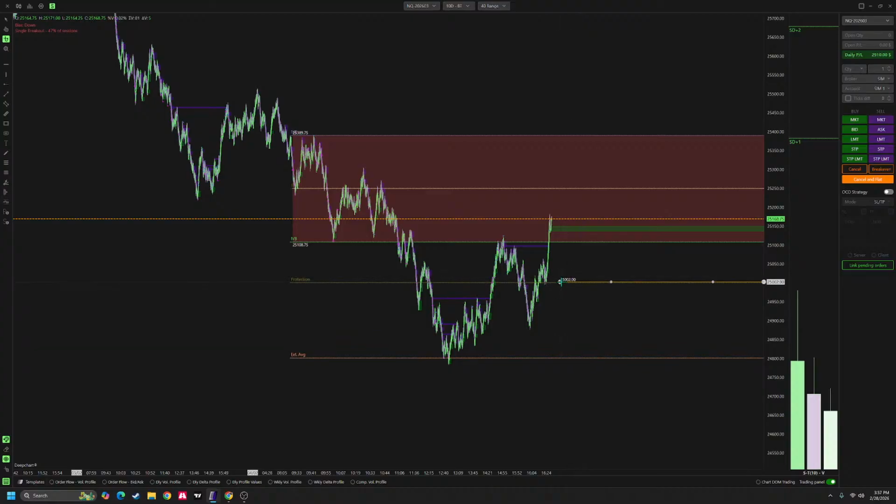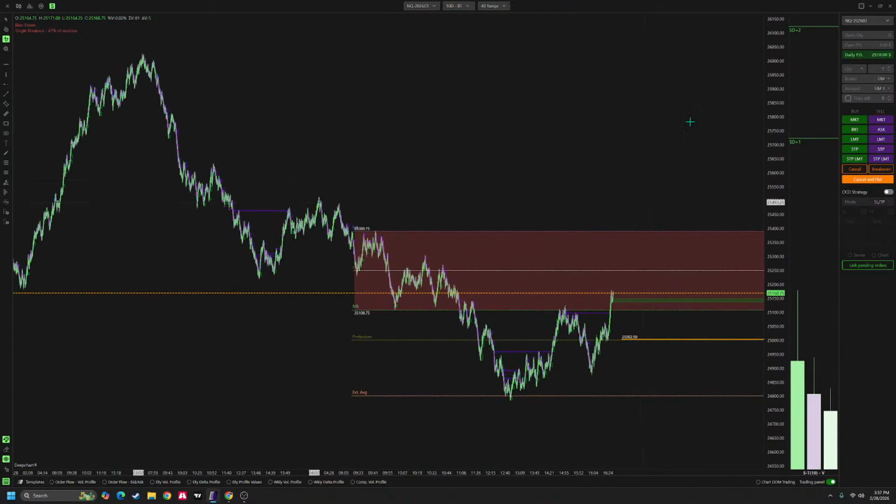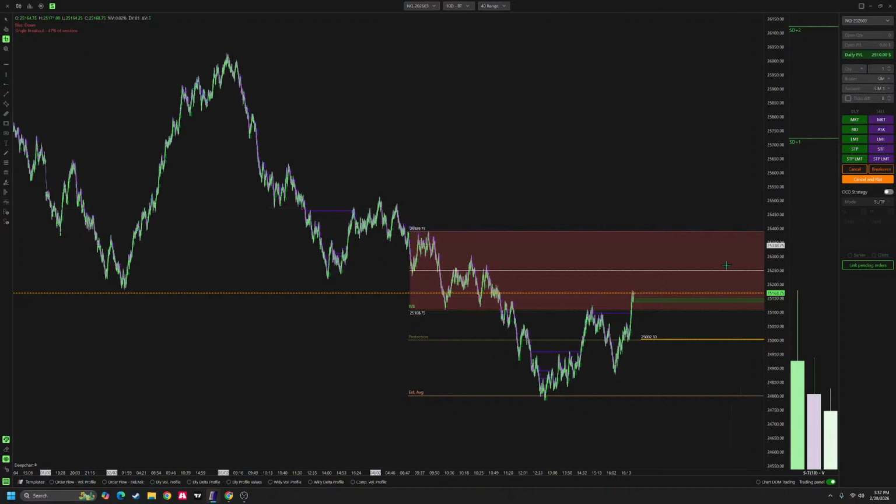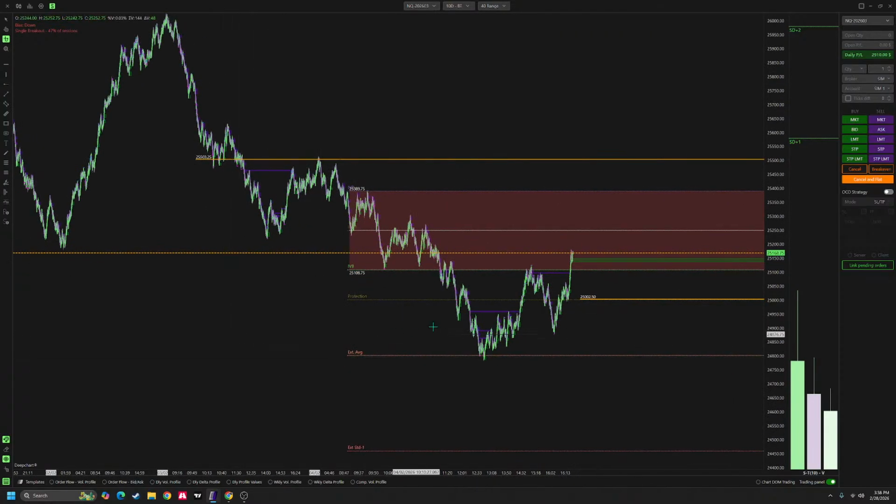This protection level right here, and before moving back up towards 25,000, I think is the level. We're going to be moving back up towards 25,000 right here, somewhere around there. So I have a long bias for the day.